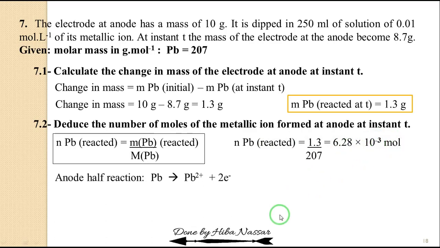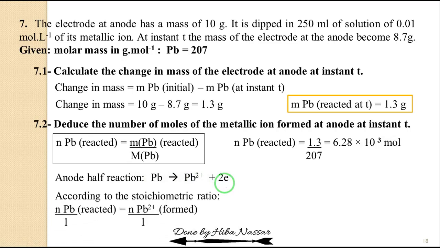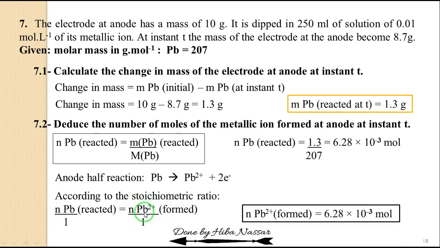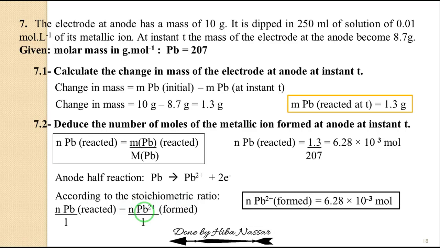So at the anode half reaction, we have Pb changing into Pb2+ and losing 2 electrons. So according to the stoichiometric ratio, the number of moles of lead reacted over 1 is equal to the number of moles of Pb2+ formed over 1. I need to calculate the number of moles of Pb2+, so it will be equal to 6.28 times 10 to the power minus 3 mole.